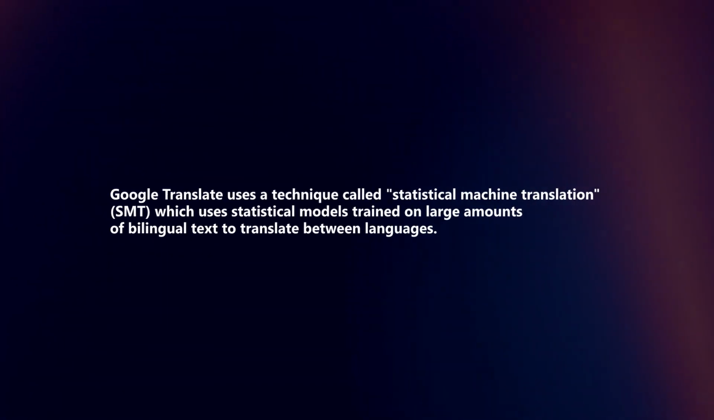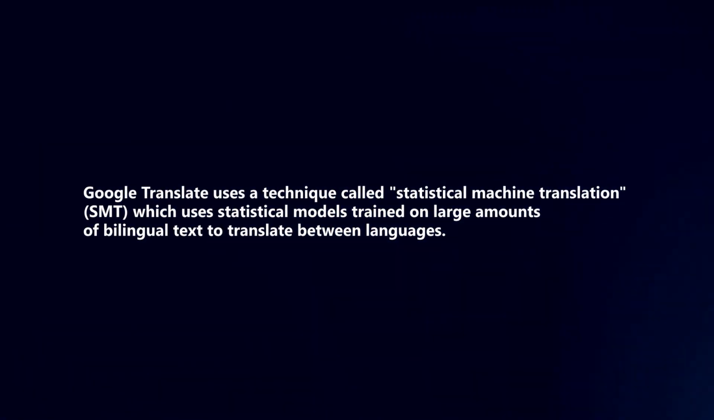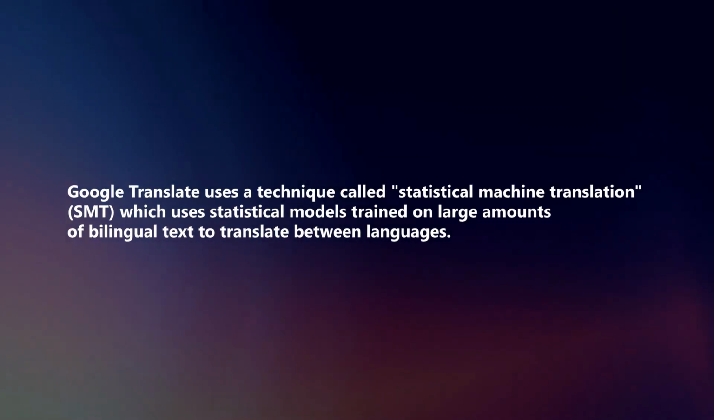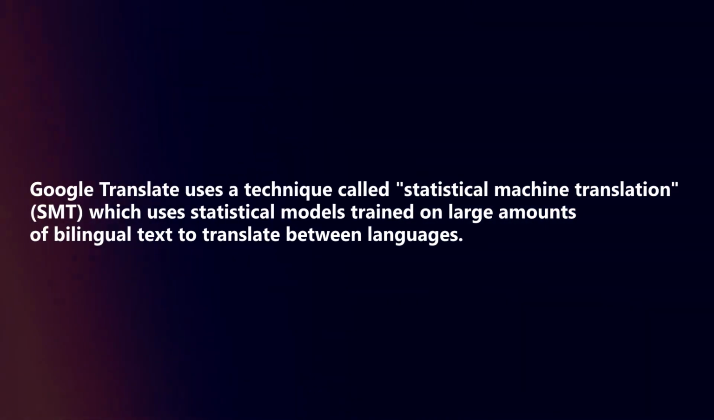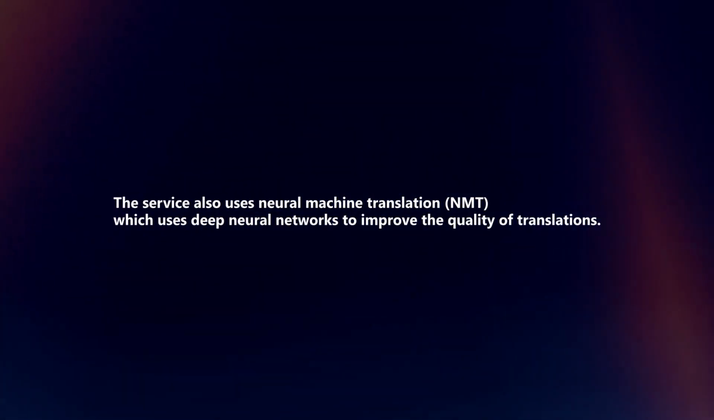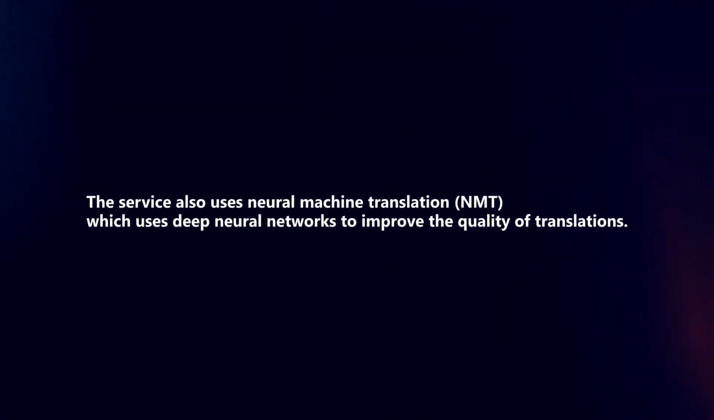Google Translate uses a technique called statistical machine translation, which uses statistical models trained on large amounts of bilingual text to translate between languages. The service also uses neural machine translation, which uses deep neural networks to improve the quality of translations.